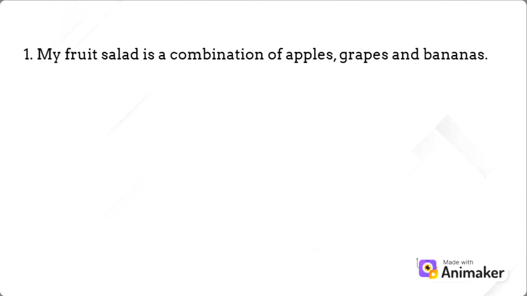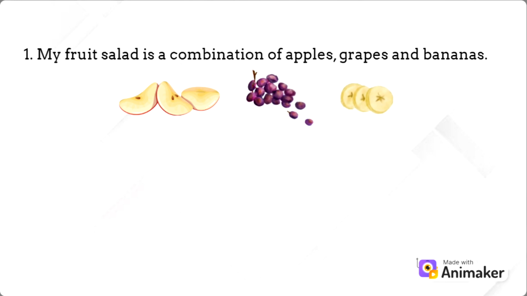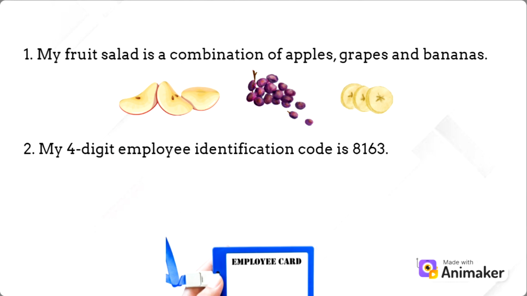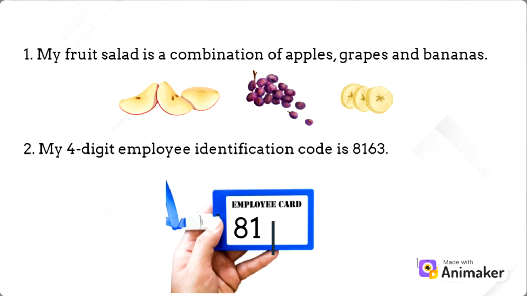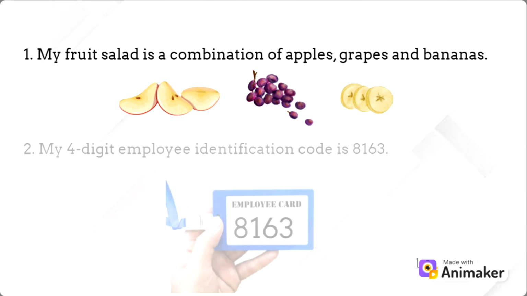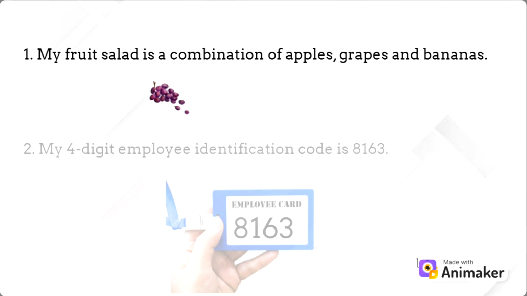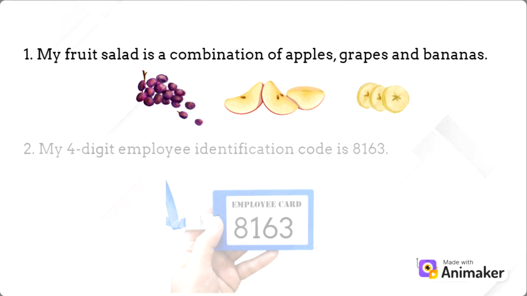Number 1, my fruit salad is a combination of apples, grapes, and bananas. Number 2, my 4-digit employee identification code is 8163. Notice that in statement number 1, it doesn't matter whatever order the fruits are in. They could also be bananas, grapes, and apples, or grapes, apples, and bananas. It's the same fruit salad.